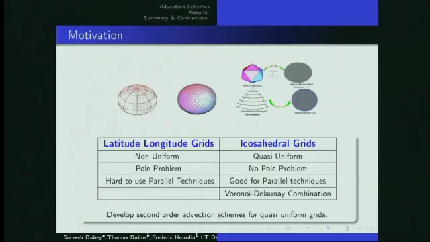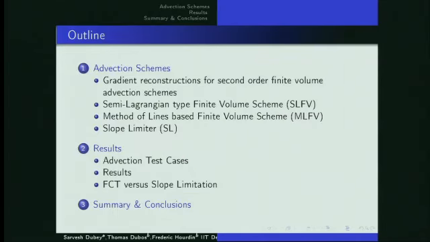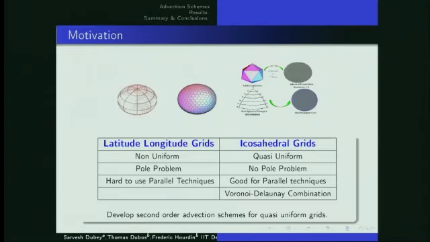So the motivation to use these hexagonal grids for the advection scheme is because of the well-known pole problem, which is because of the convergence of the meridians at the poles, which is the source of various problems in latitude-longitude grids. On the other hand, icosahedral grids are quasi-uniform grids, and there is no pole problem. So these grids are quite good for parallel techniques.